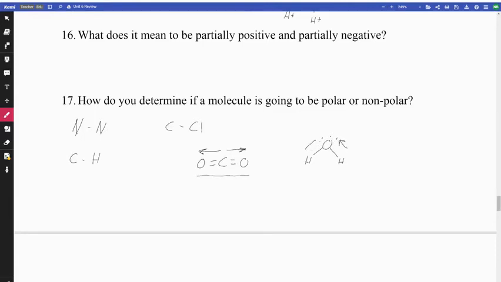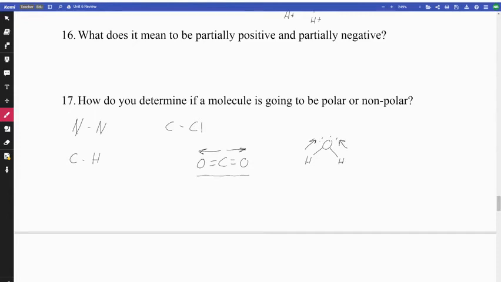and this way. But since it is bent, they are not going to cancel each other out because it's not pulling in equal and opposite directions. Okay, it's pulling at an angle like this. So the reason why it's pulling at that angle is because of these lone pairs. These lone pairs make it so that they're bent instead of straight.